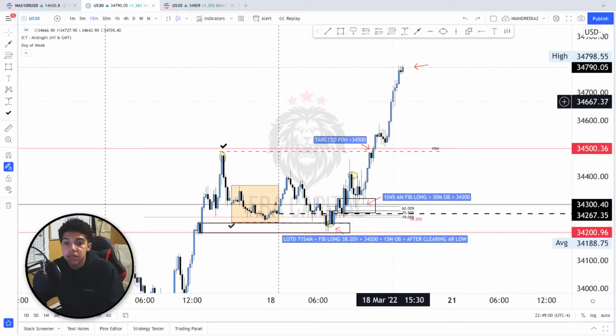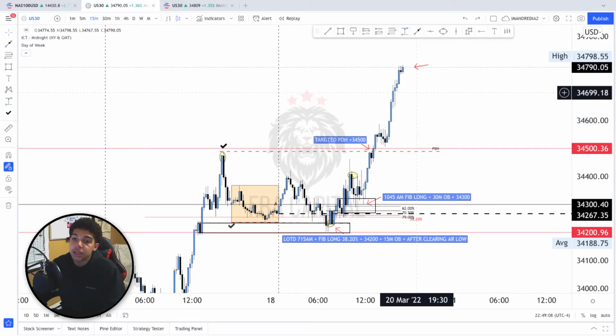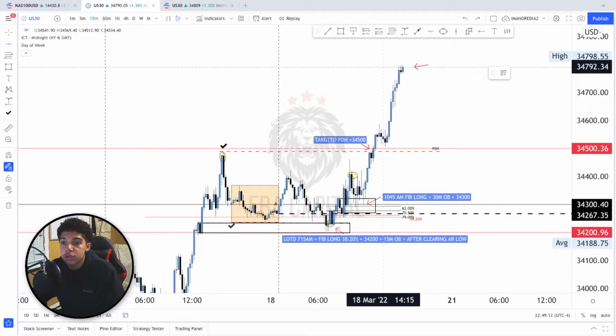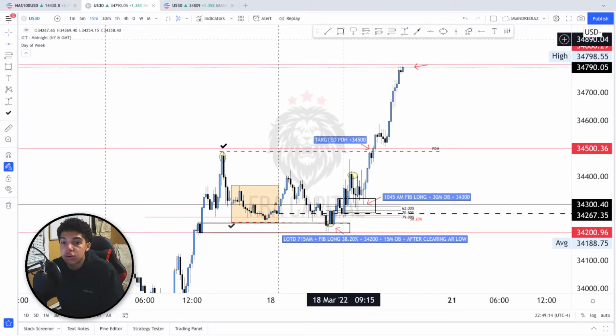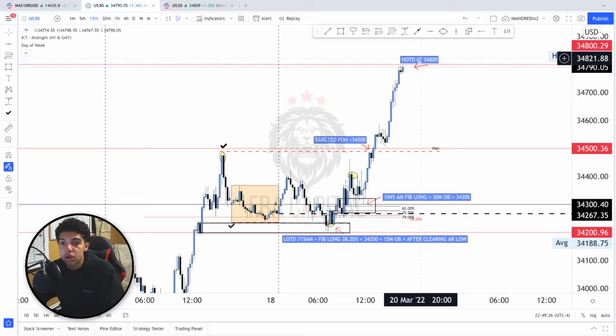But in this case scenario, it did run higher, and I did miss out on an extra, I think it's almost 300 points, but it is what it is. We can't always catch them all. So where did price close off? You can see that it ran above, and it did close off right here at this 34,800. So this is the high of the day, at 34,800. And this is where price overall just closed off for the most part. And that's really it for today.